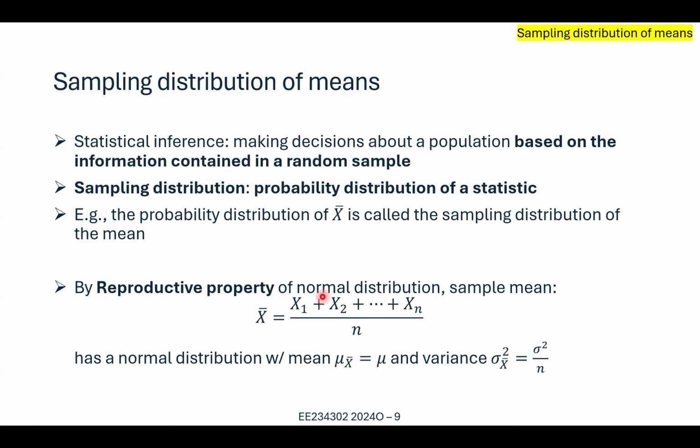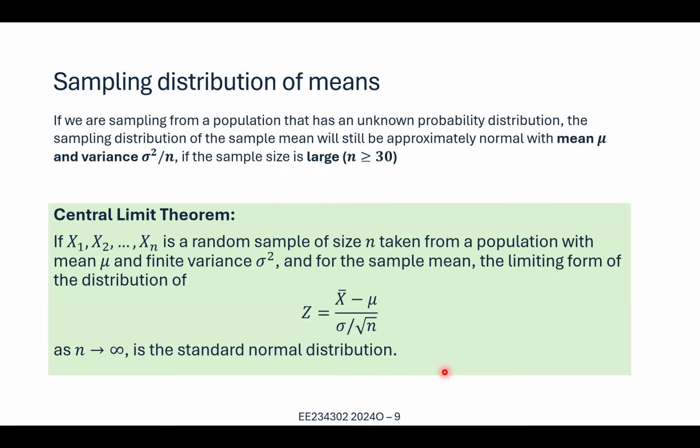By the reproductive property of the normal distribution, the sample mean X bar has a normal distribution with mean mu X bar equal to mu, and the variance sigma square X bar equal to sigma square over n. So this is the mean, and this is the variance.